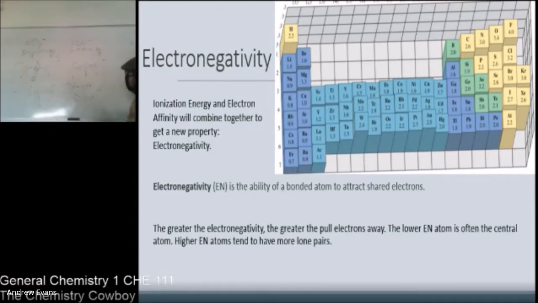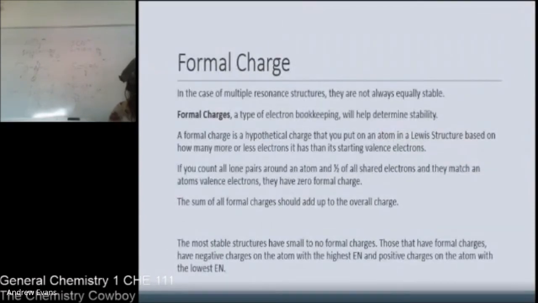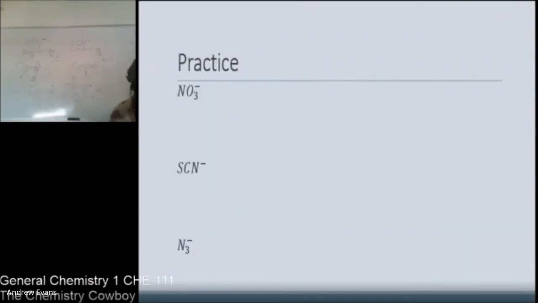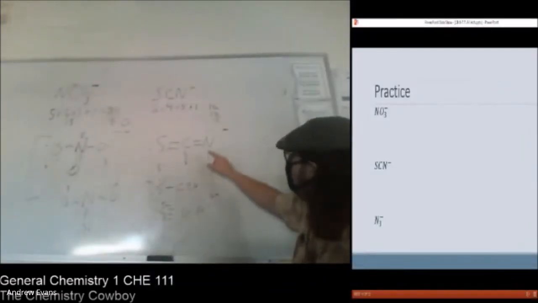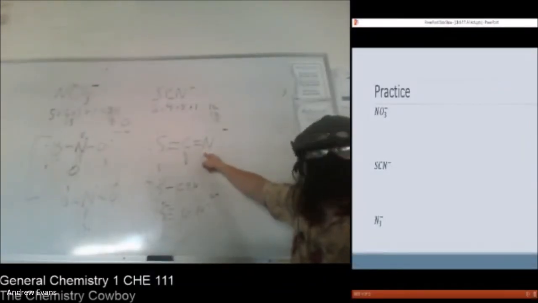And so if we wanted to compare these two structures, we would want to put the formal charge on nitrogen rather than on sulfur. And in this particular instance, the top structure would be the most stable.